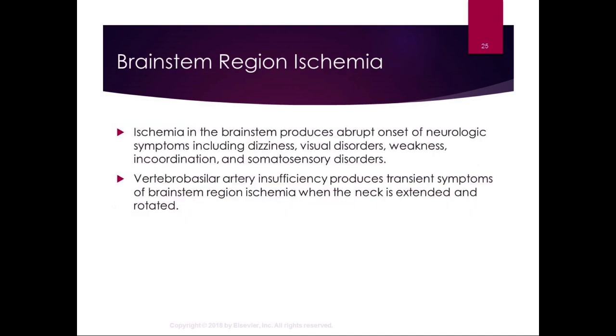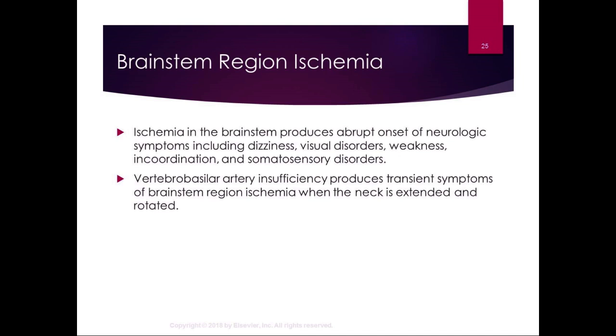So ischemia in the brainstem can produce abrupt onset of neurological symptoms, including dizziness, visual disorders, weakness, incoordination, and somatosensory disorders. That all makes sense, doesn't it, with what we talked about with cranial nerves and the vertical tract functions. So ischemia in the brainstem region can have widespread effects throughout the body.